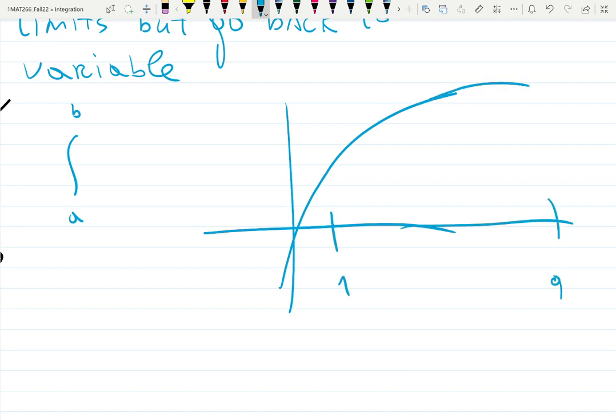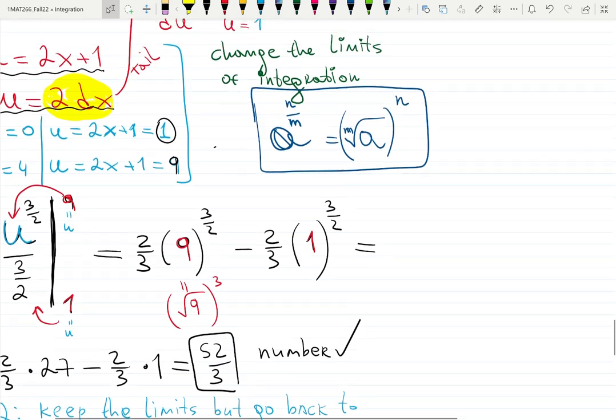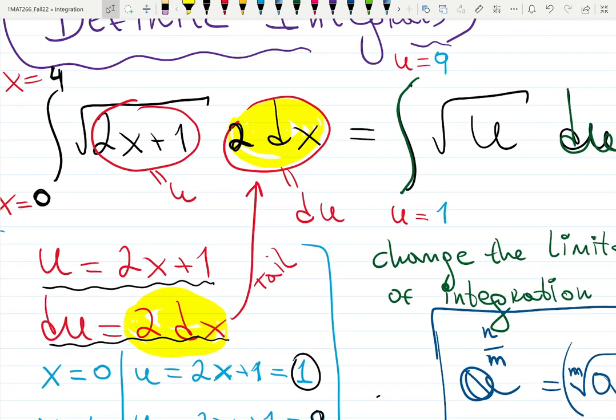What we did from a practical point of view is put this water in the measuring cup. I had this water and I poured it into the measuring cup, and the measuring cup has measures. And now I knew, oh, it's 52 over 3 liters. That's too much actually, but whatever. So this is why we have to change the limits of integration, because it's a transformation.